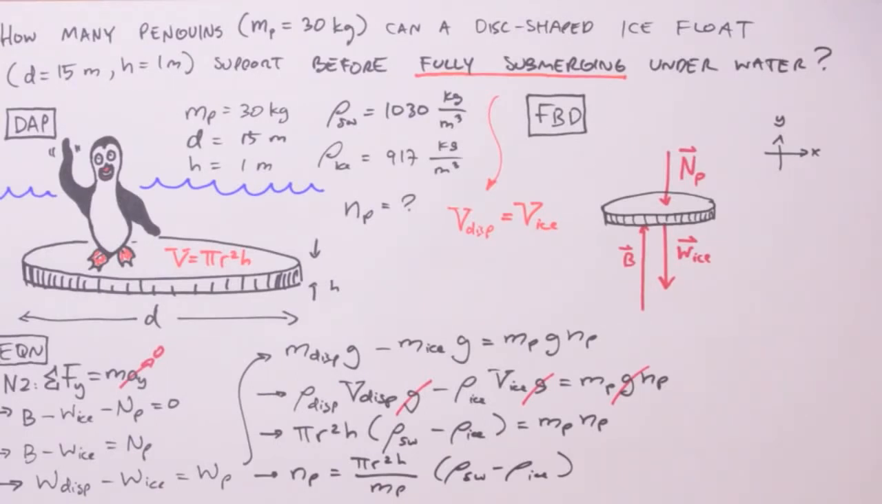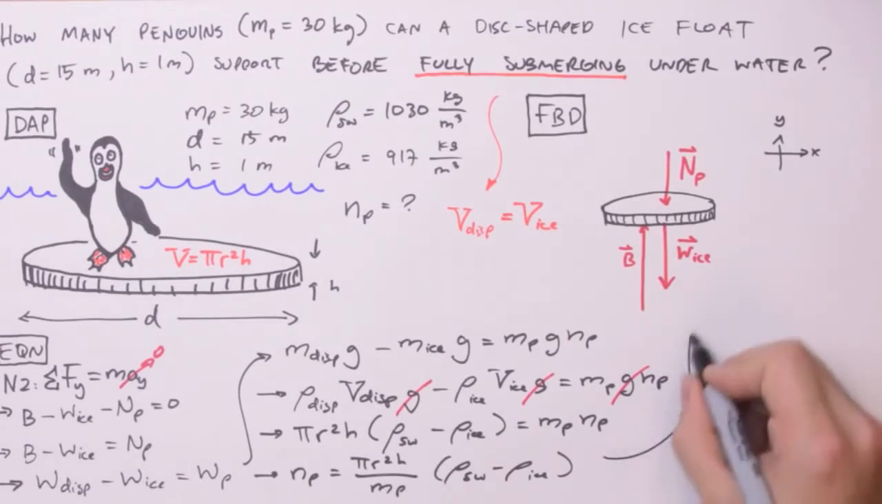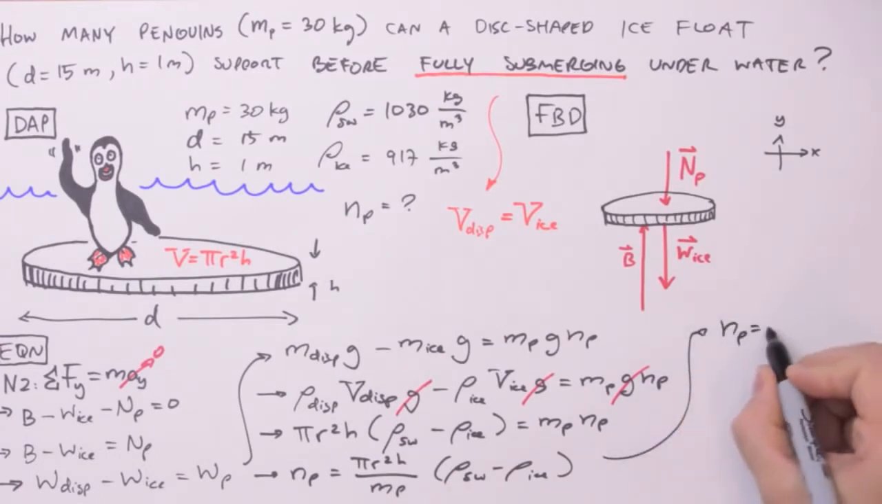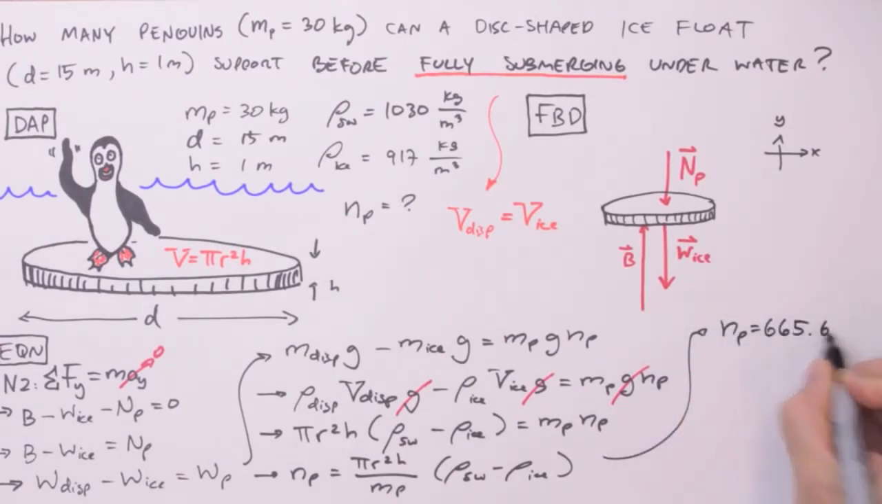Anyway, we have all the values we need to solve this problem now. We have the radius, just divide the diameter in half. We have the thickness of the ice float and the mass of a single penguin, and the two densities associated with the problem. So all we need to do is plug this into a calculator. And when we do, we get 665.6 penguins. Now, I don't know about you, but I never seen 6/10 of a penguin walking around.